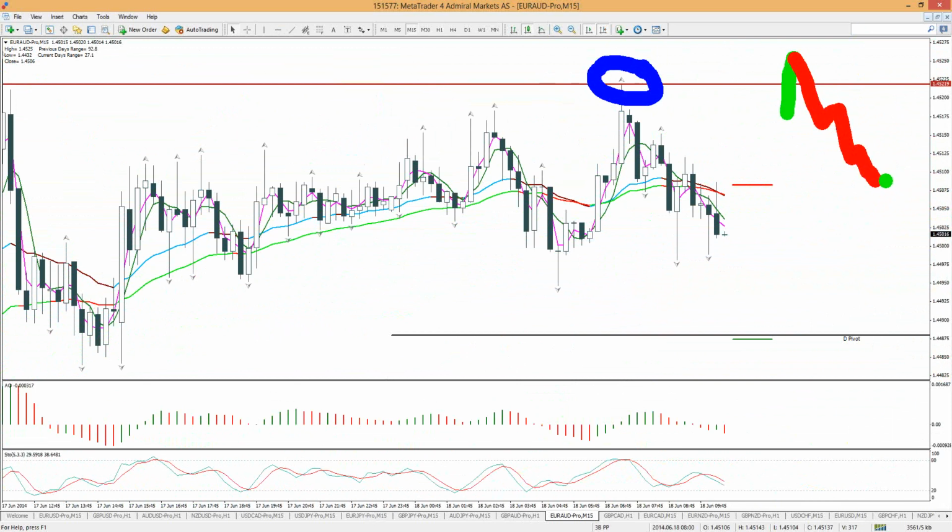Wait for the next pullback. Wait for the first candle that engulfs the bearish candles here, and that could be the buy signal right there, if you get a false breakout. If you get a good breakout with a good close near the high, it could be worth taking immediately.